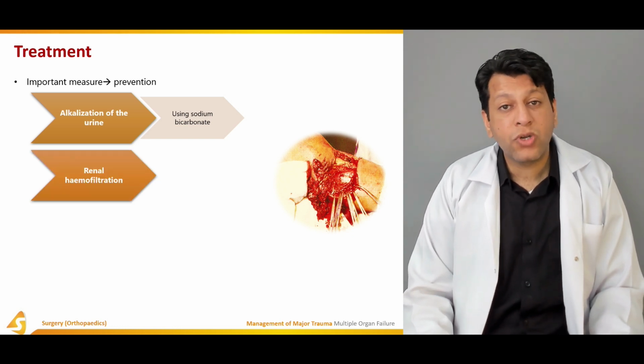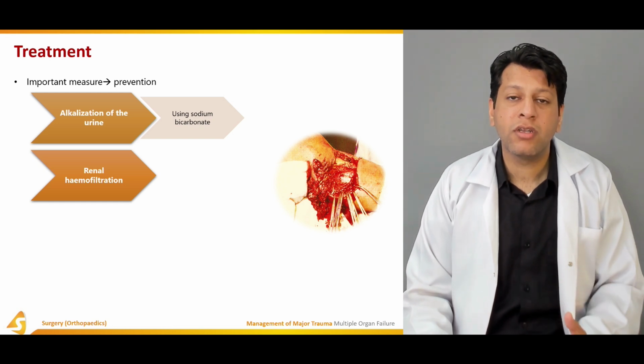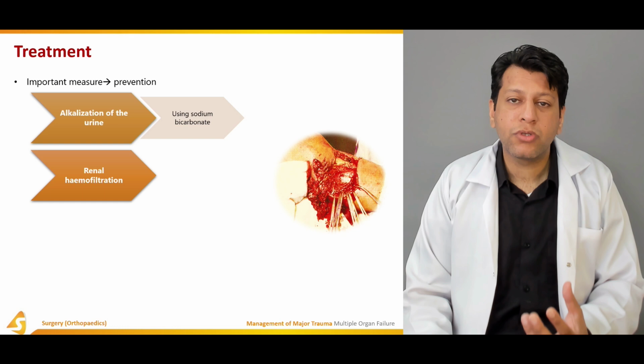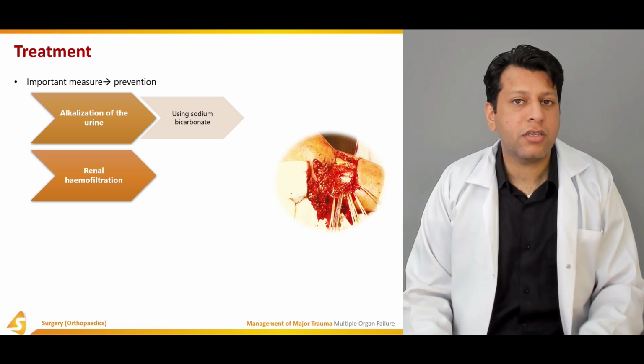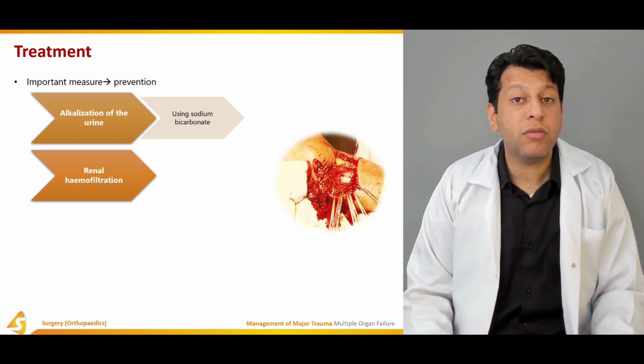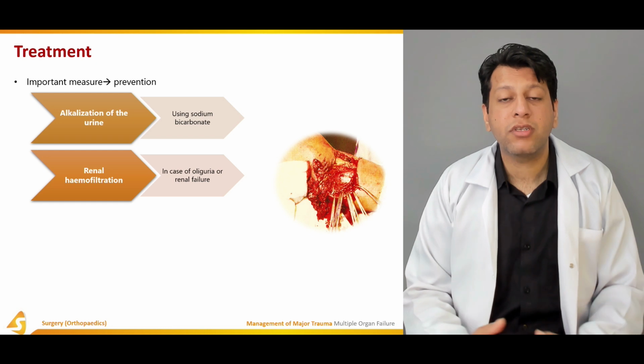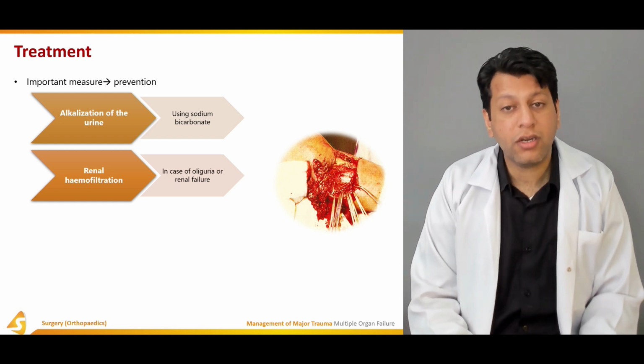Renal hemofiltration is important because this myonecrosis, eventually this rhabdomyolysis, results in plugging of the renal arterioles, eventually leading to renal failure. So renal hemofiltration is important, and we have to do renal hemofiltration if the patient is undergoing oliguria or renal failure.